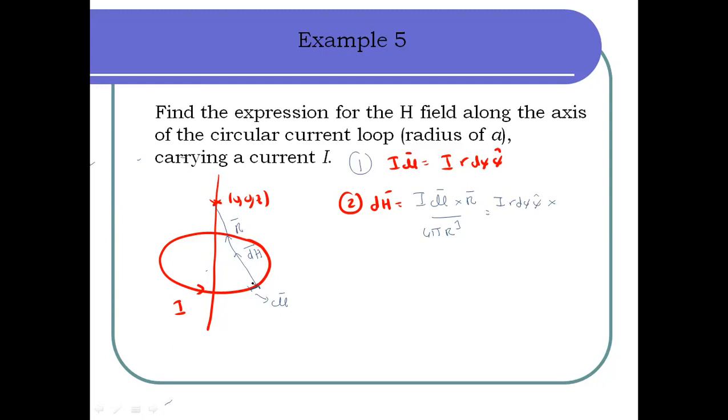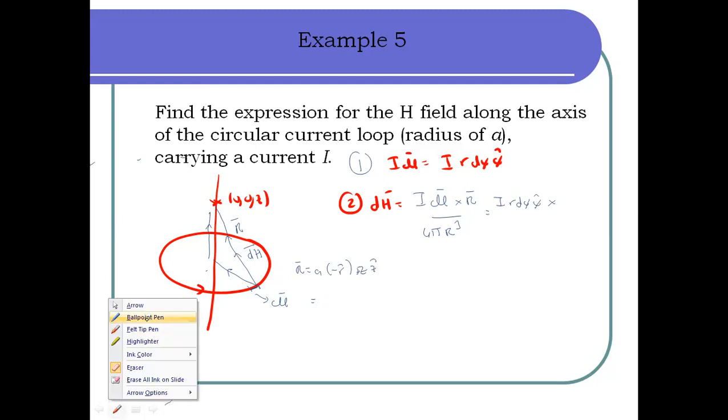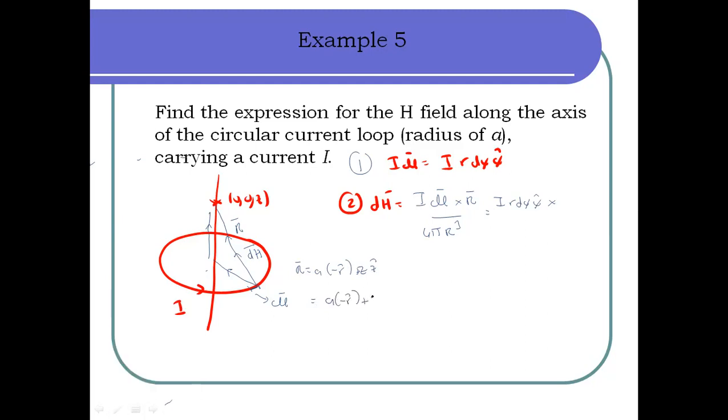So the vector of R is given by this vector plus this vector. Knowing that the loop has a radius of A, I can write that the vector of R shall be equal to A, direction of negative R, plus this height, which is Z, direction of Z. Sorry, this is not the magnitude, it's a vector. So that will give us A, direction of negative R, plus Z, direction of Z. And following this, we can find the magnitude, which will give us A squared plus Z squared to the power of half.